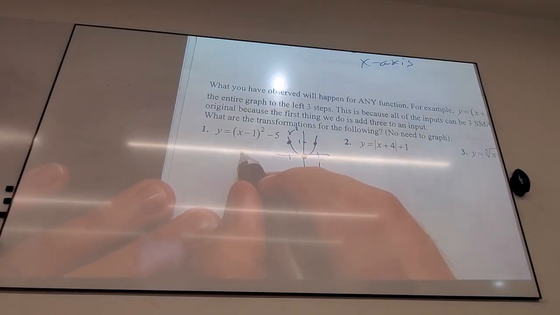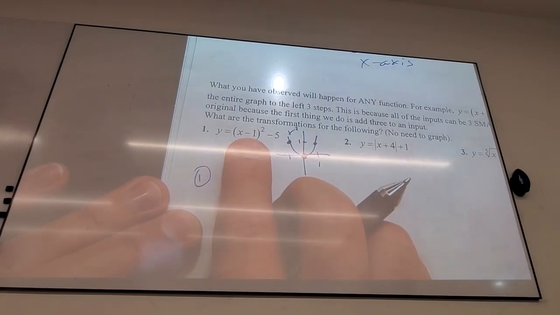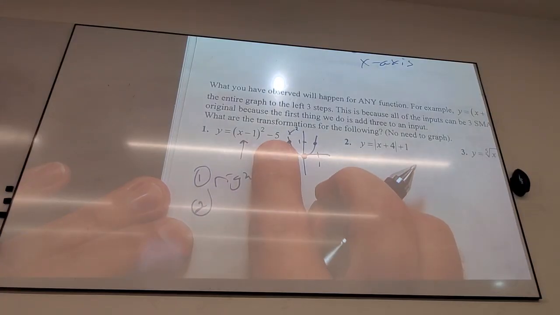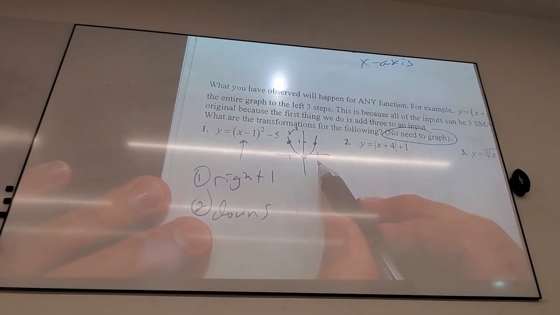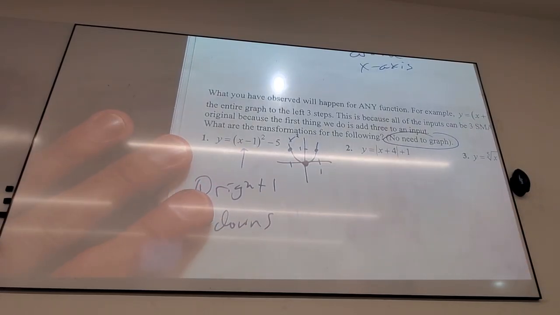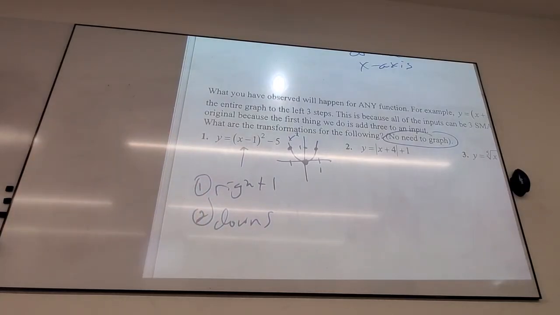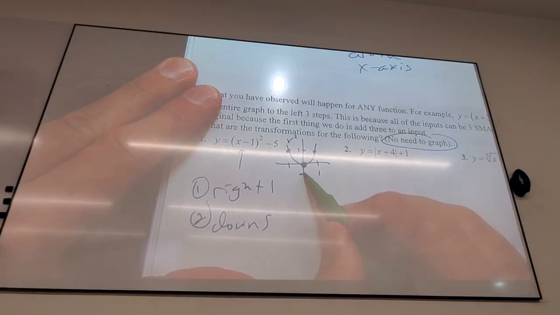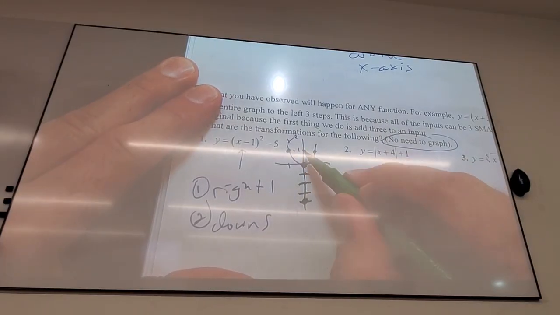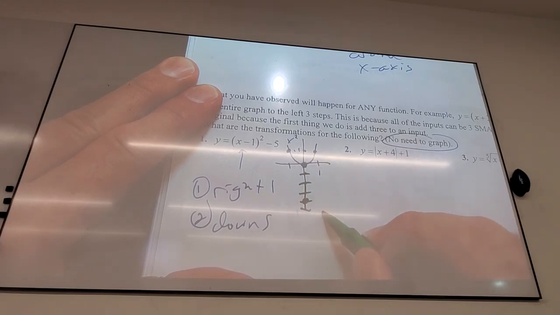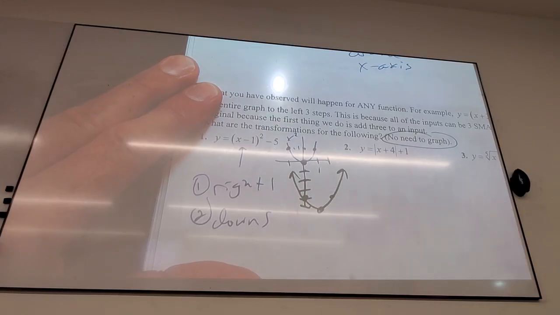So, can somebody tell me, what would this mean? What translation would this be? Right 1, and then down 5. Now, I know I said here you no need to graph, but look at me graphing. So I'm going to move every point. That point, I'm going to move it right 1, down 1, 2, 3, 4, 5. This point, right 1, down 5. This point, right 1, down 5. So then my parabola ends up there.